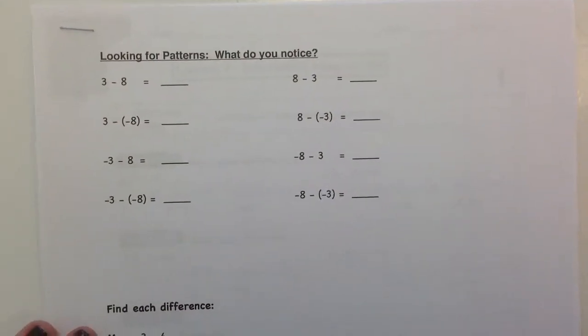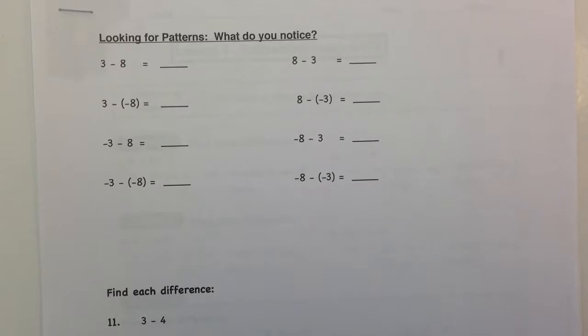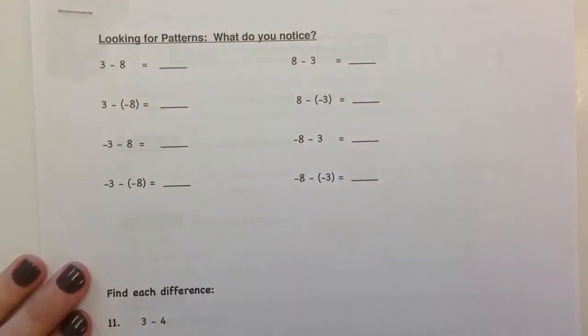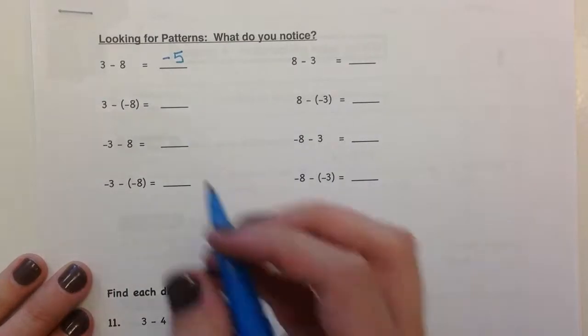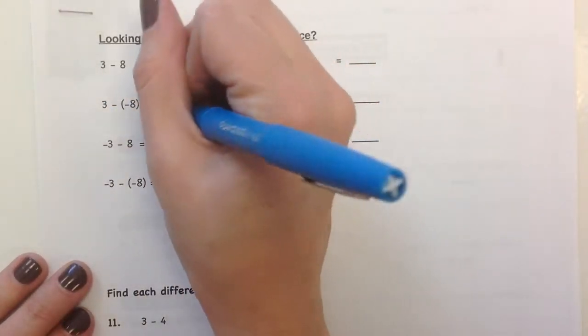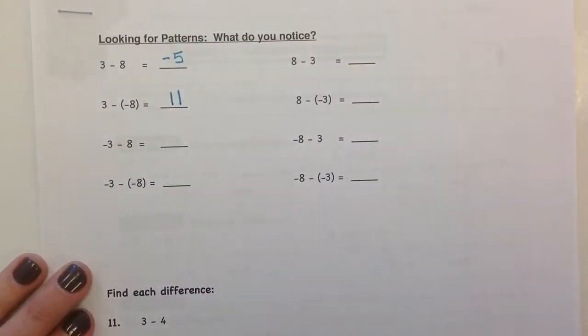So I want to first look at patterns. If I look at all of these problems, I've got 3 minus 8, and I'm just going to write out all the answers here. 3 minus 8 should be negative 5. 3 minus negative 8 should be positive 11.